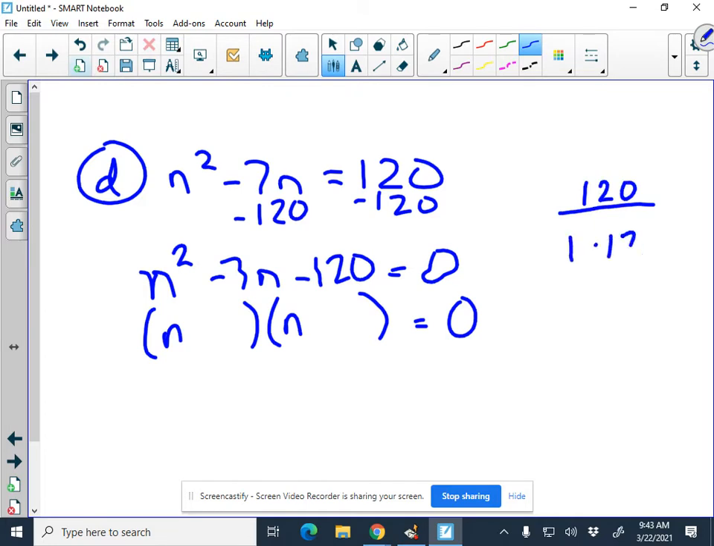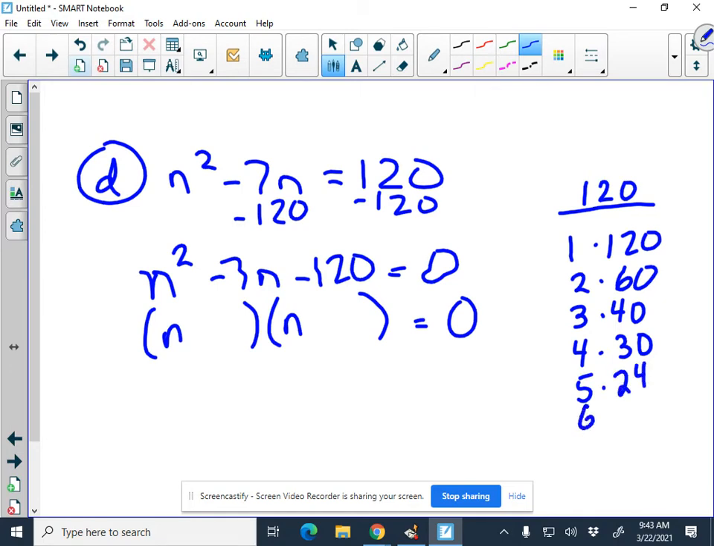1 and 120, 2 and 60, 3 and 40, 4 and 30. Use your calculator to figure these out. 5 times 24, 6 times 20, 7 doesn't work. 8 times 15, 9, I don't think 9 works. 10 times 12. Whew, that's a lot of them. 10 times 12. Subtract them, you get 7.